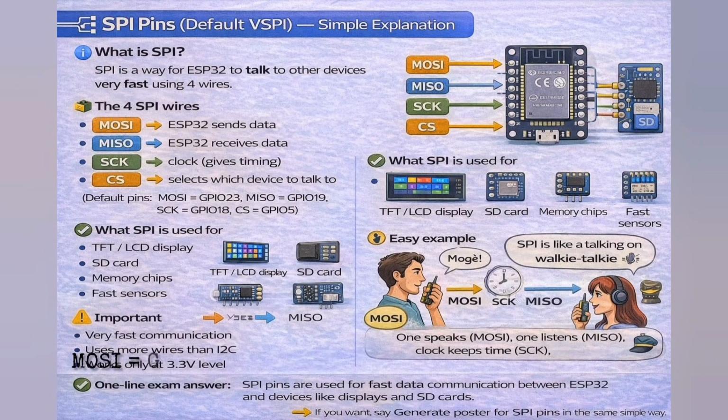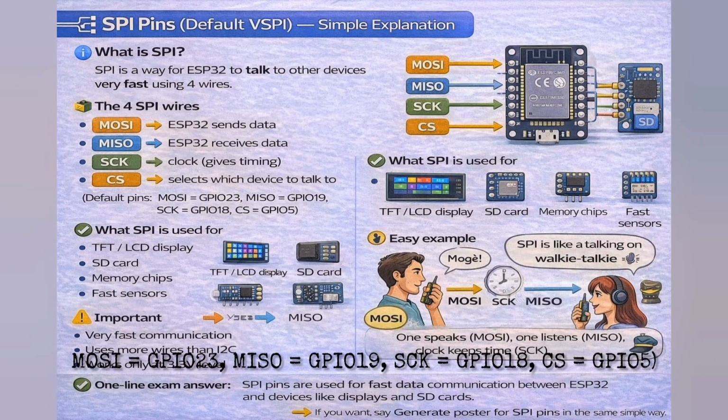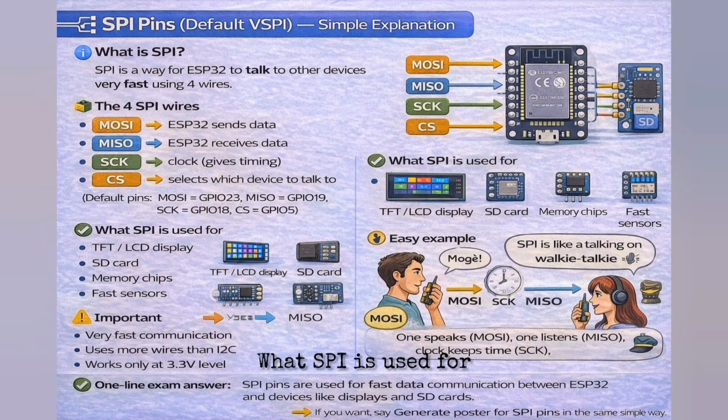Default pins. MOSI is equal to GPIO23. MISO is equal to GPIO19. SCK is equal to GPIO18. CS is equal to GPIO5. What SPI is used for? TFT LCD display, SD card, memory chips, fast sensors.